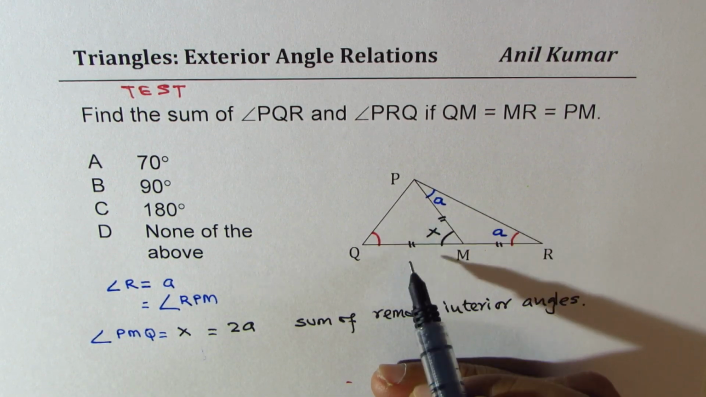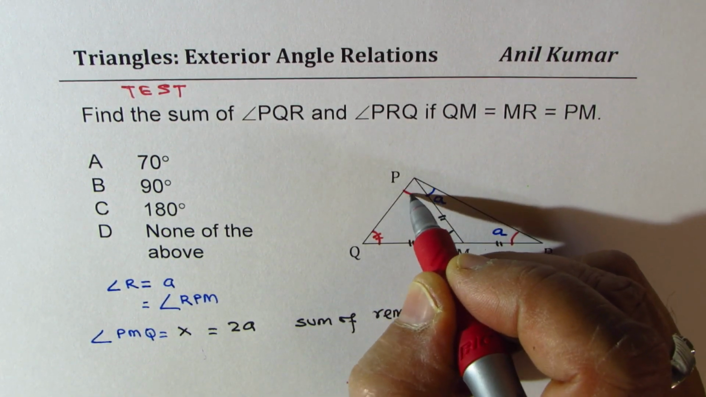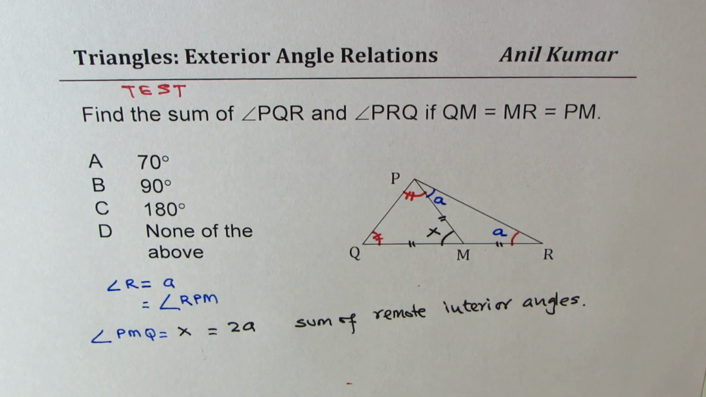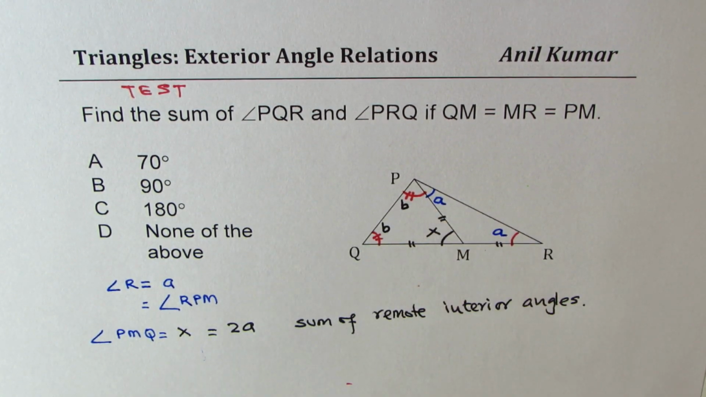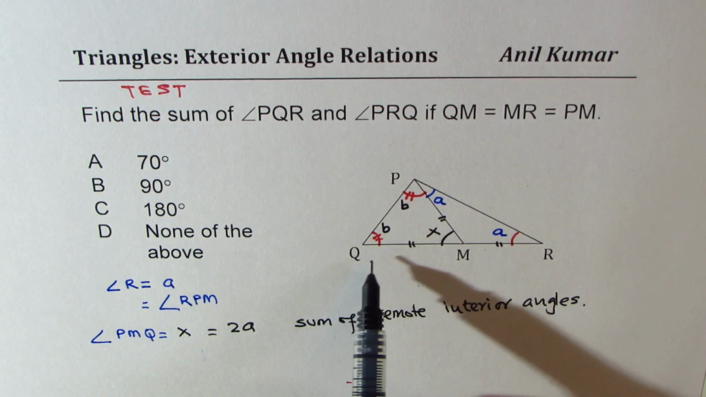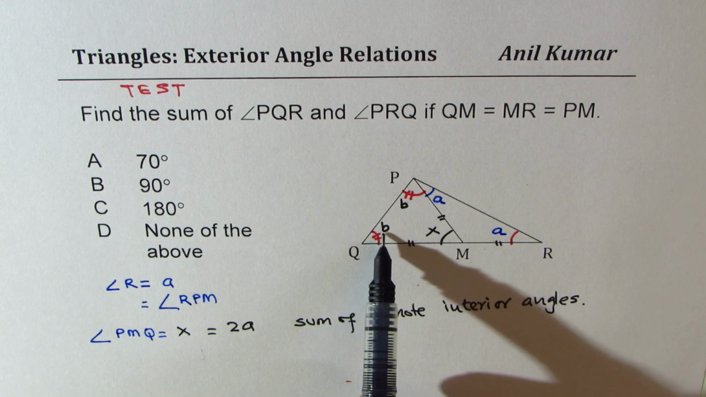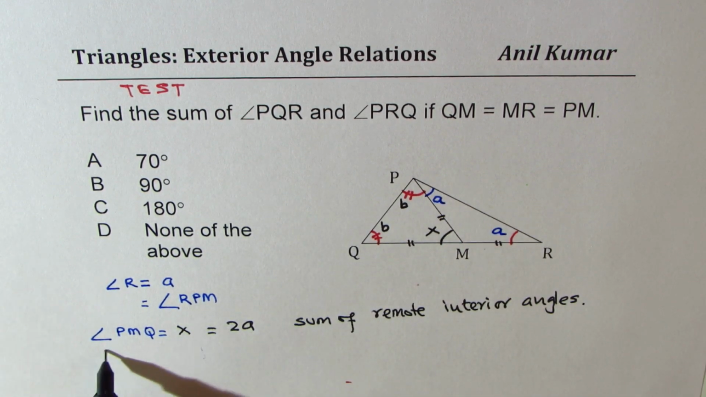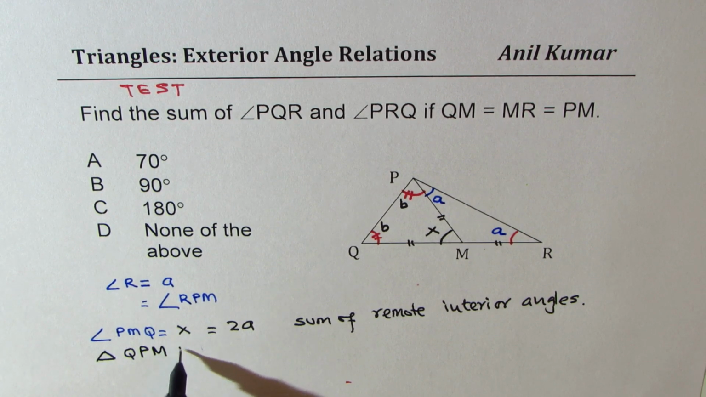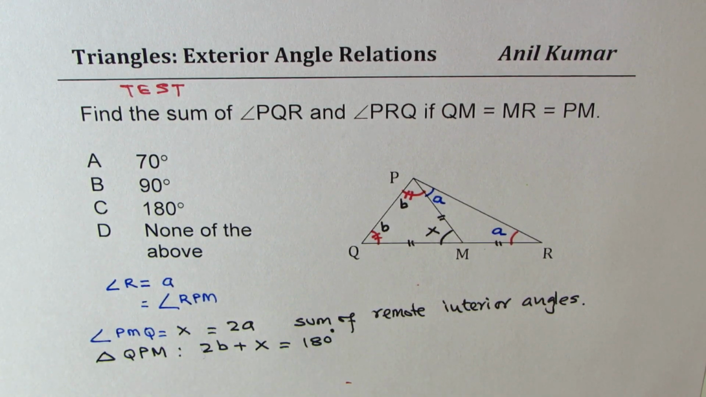Now these two sides are equal. That really means that angle Q is also equal to this angle, correct? So let's call those angles B. In that case, what is B equal to? Then we can find what B plus A is. Is that clear, right? So in the triangle QPM, what we have is that 2B plus X is equal to 180 degrees. Correct? 2B plus X is 180 degrees.